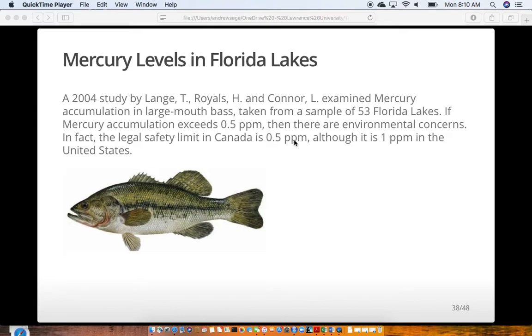If mercury levels exceed 0.5 parts per million, then there are reasons that we might be concerned about the environmental conditions in the lakes. The legal safety limit in Canada is 0.5 parts per million, although it is 1 part per million in the United States.